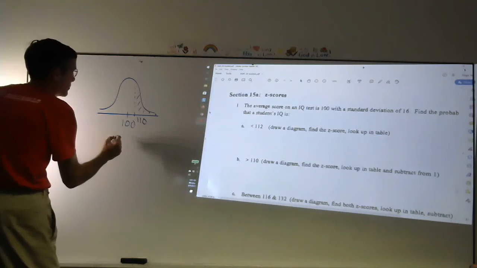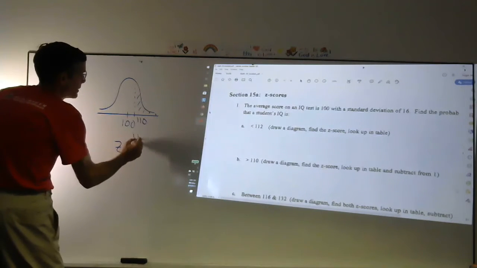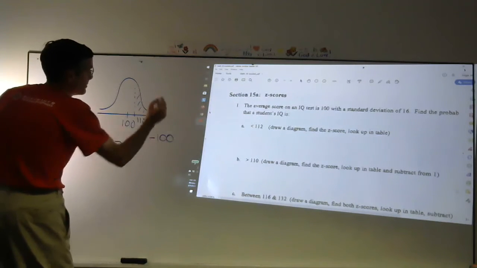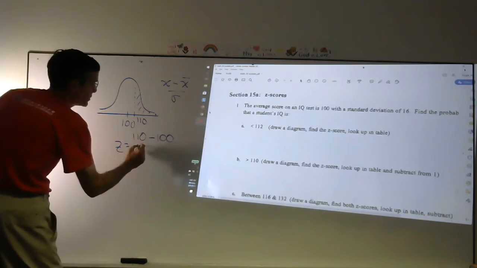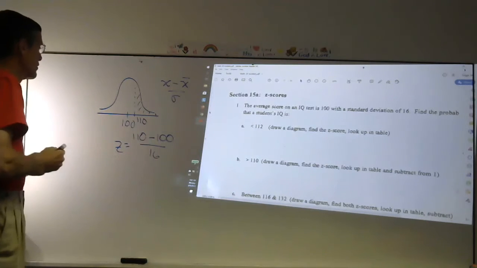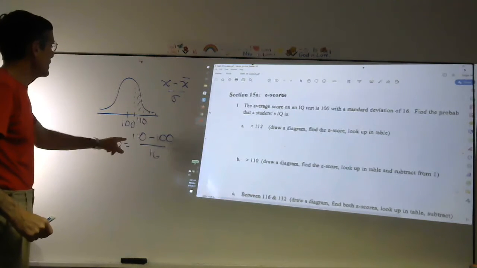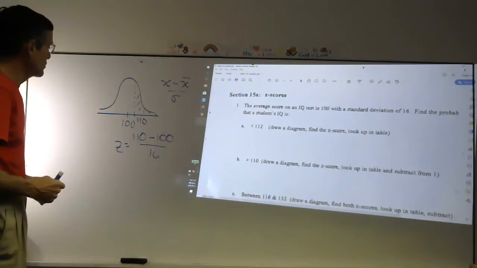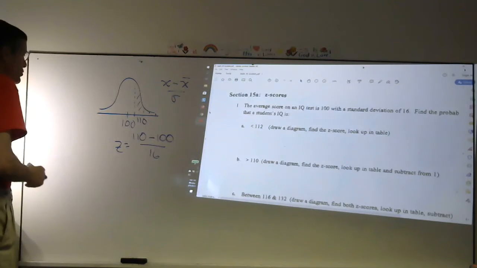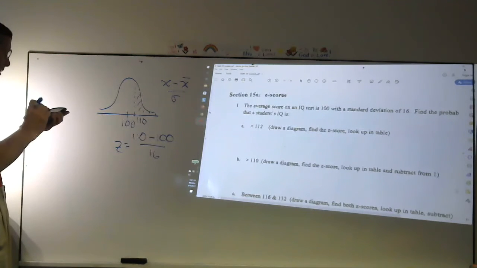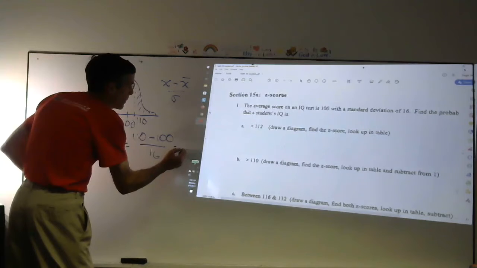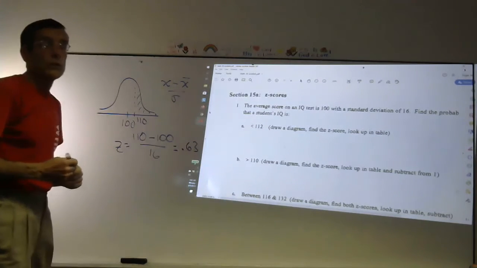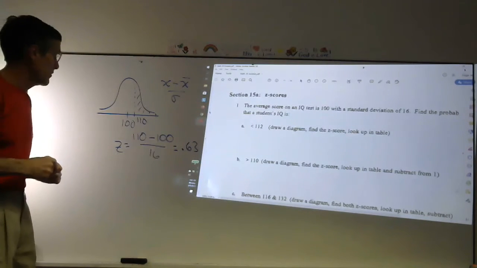So let's find the z-score. The z-score would be 110 minus 100. Remember, it's x minus x bar all over sigma, the standard deviation of 16. So that would be 110 minus 100 is 10 over 16, which is 5/8, which should be 0.625, I think. 10 divided by 16. Yeah, it is 0.625. Or, because the chart we're using only goes to hundredths, I'm going to round that off to 0.63.